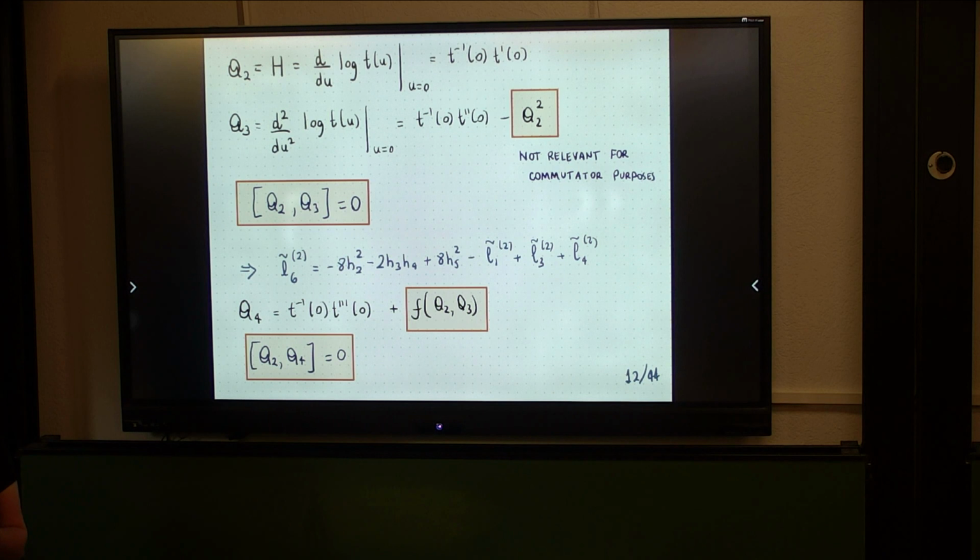For me, it's not obvious, because you first have to take the derivative, then put u equals to zero. So you get Q2 squared is something like t inverse of lambda times t prime of lambda, and you also get something from the second derivative there. If you take further derivatives, it will produce more terms. We checked it. We did quite a few orders, and we could always rewrite.